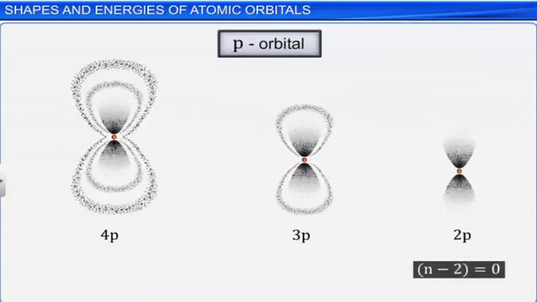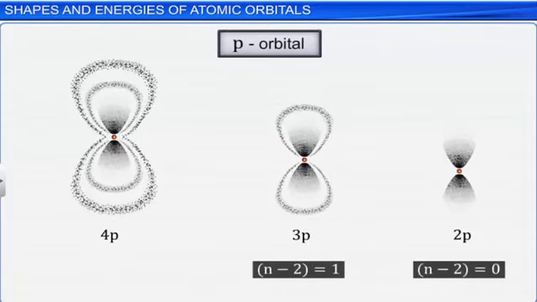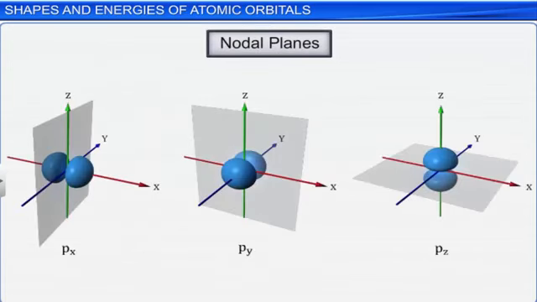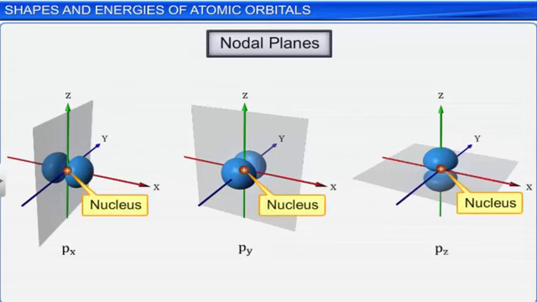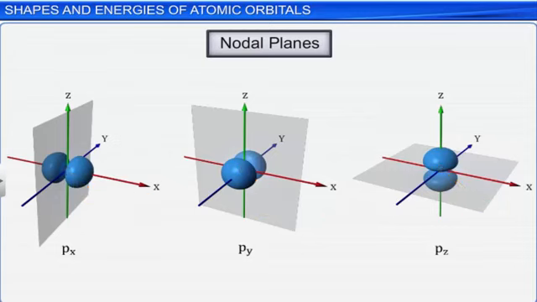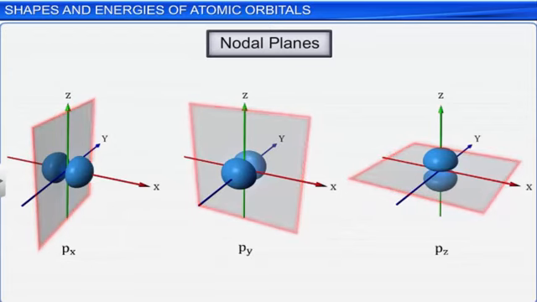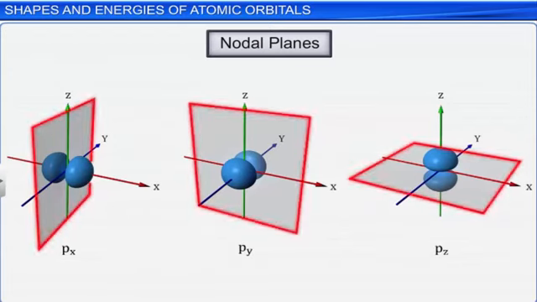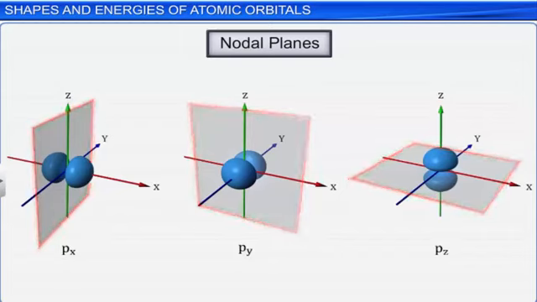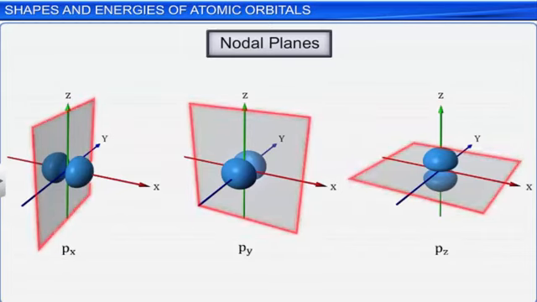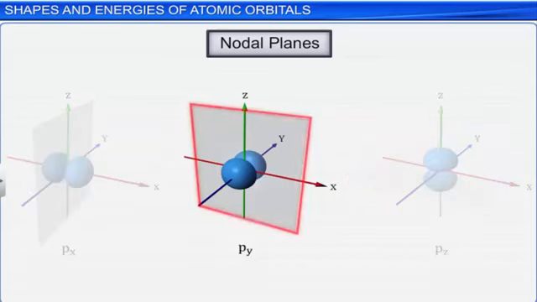In addition to these radial nodes, for np and nd orbitals, the probability density function is also 0 at planes passing through the nucleus. These planes are called nodal planes. The number of nodal planes for a p orbital is 1. That is, the plane which passes through the origin at which the probability of finding an electron is 0 is called a nodal plane. For example, the nodal plane for the py orbital lies along the xz plane. A nodal plane is also called an angular node, and the number of angular nodes for a p orbital is equal to the value of azimuthal quantum number l.